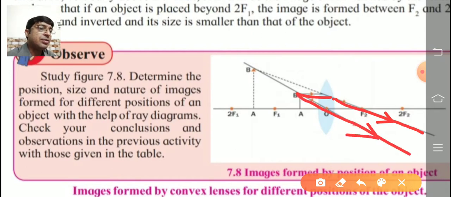What do you observe? Both these rays diverge from each other, so we extend them in a backward direction with dotted lines. They appear to meet at a single point, meaning they do not really converge to each other. When we extend them backward, they appear to converge, and that's why the image is formed. This image is not real, it is a virtual image. A virtual image is erect. So the position is on the same side, the size is enlarged or bigger, and the nature is a virtual image.